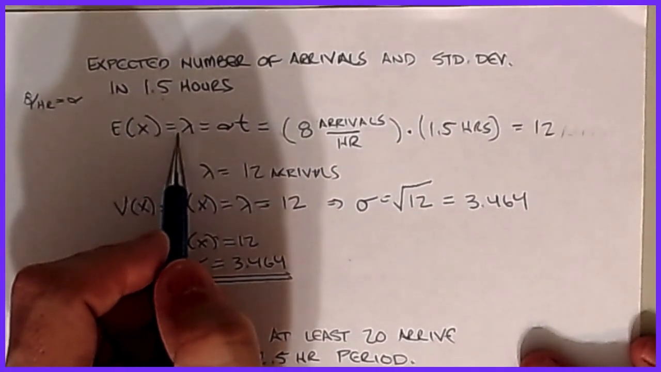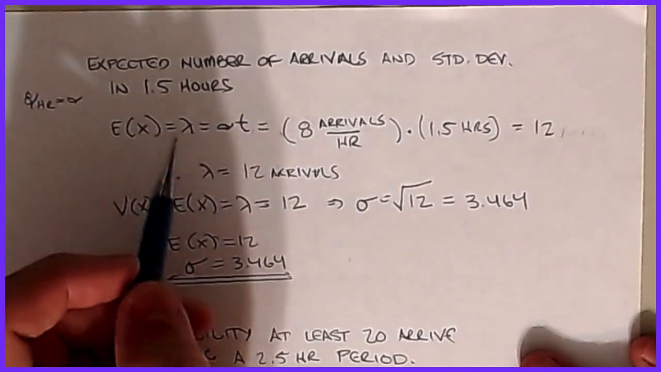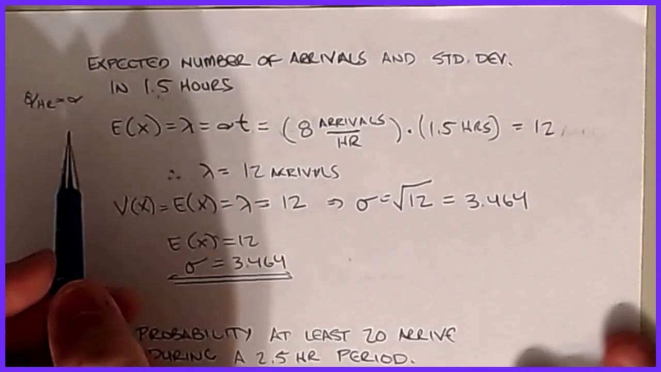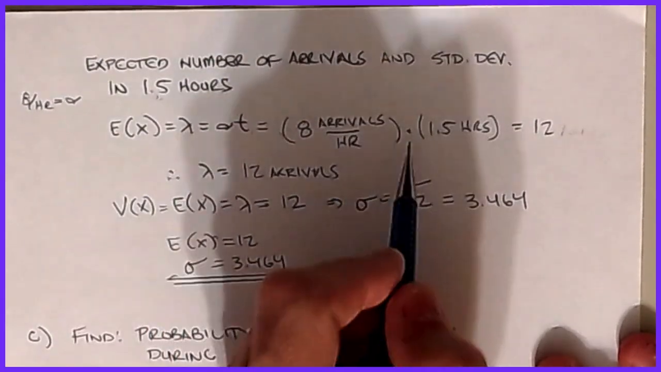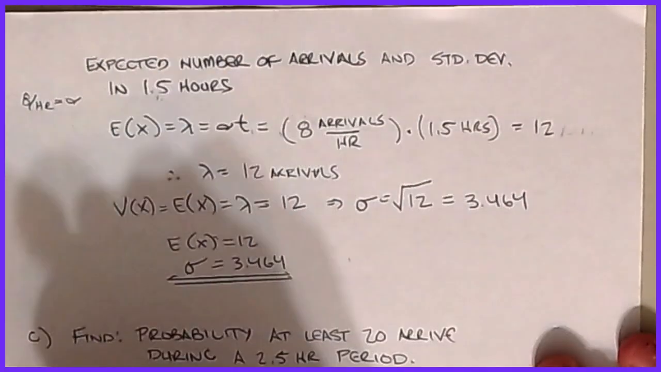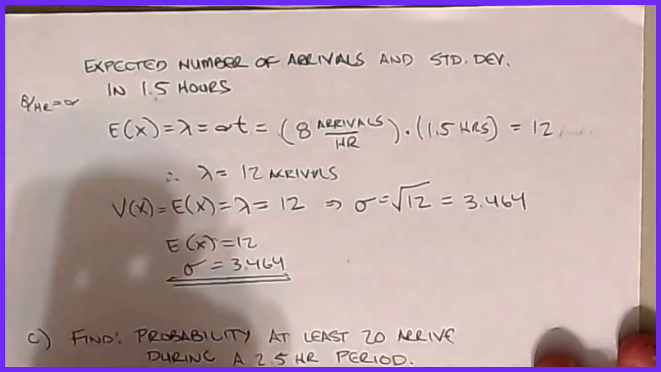So for every scenario, you have to come back and reevaluate lambda, because this can change from one problem to the next based on how that time factor changes. All right, so our lambda, which is our expected value, is going to be 8 arrivals per hour times 1.5 hours. We now have 12. So your lambda has changed from 8 in the last problem to now 12 in this.